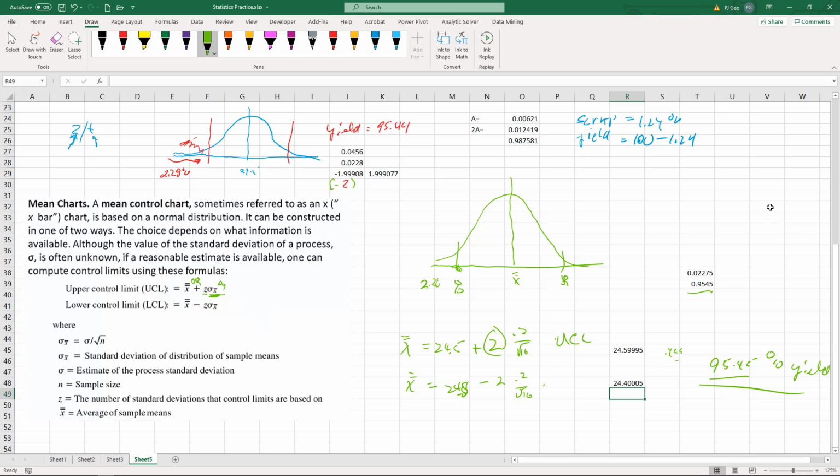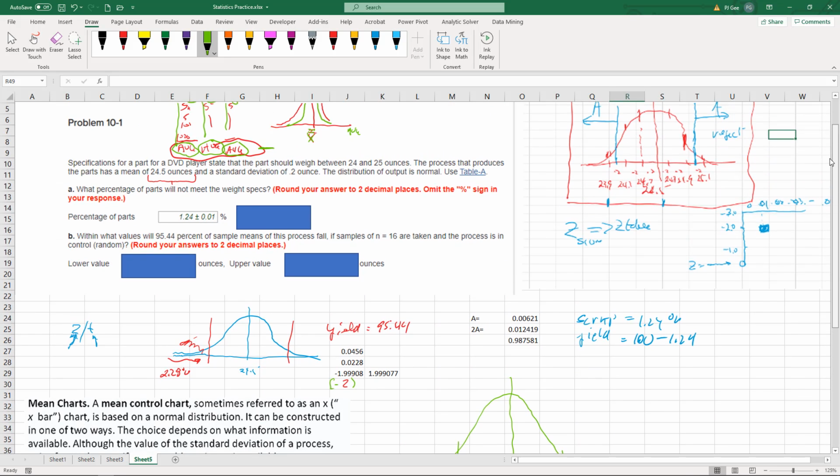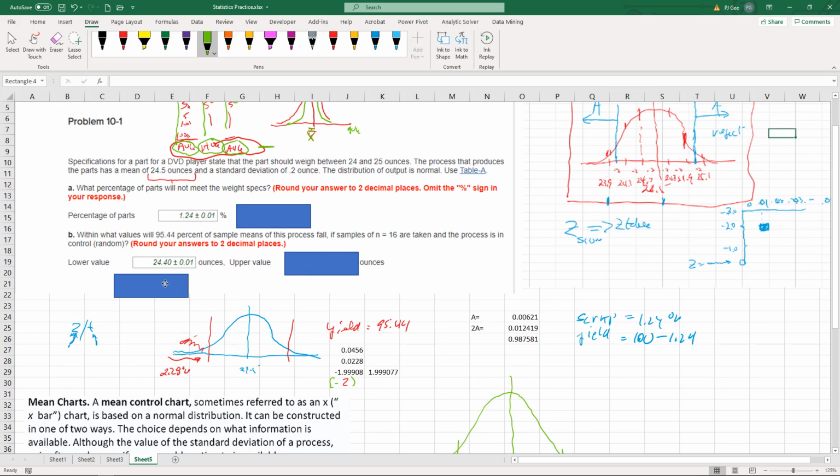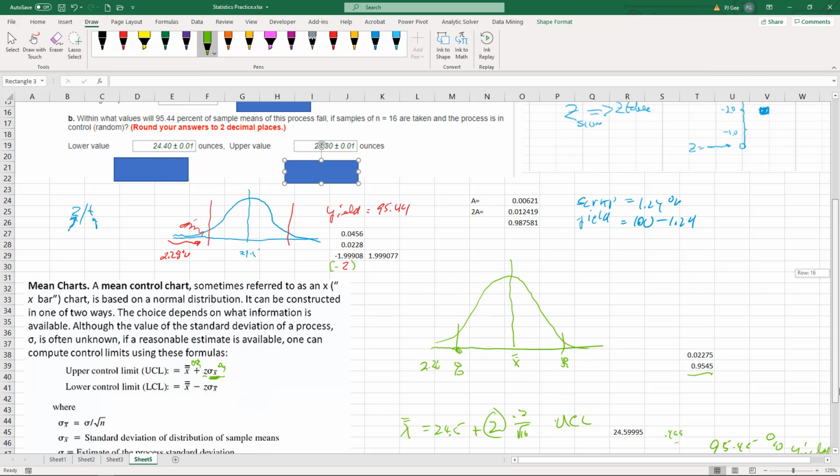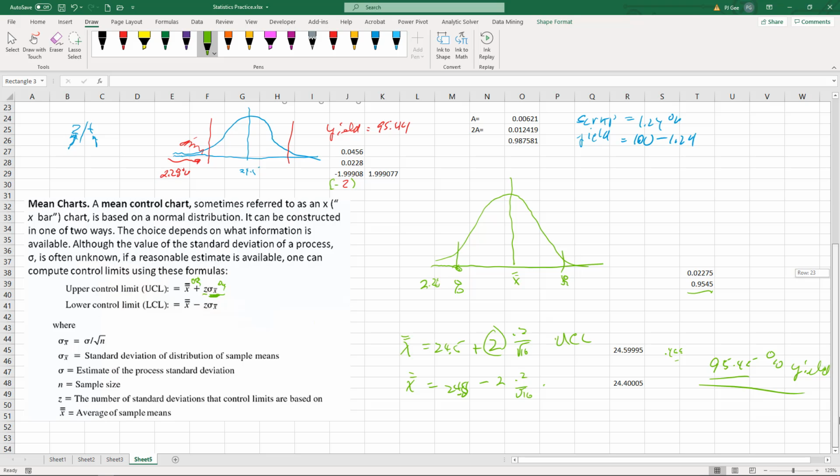Just double check on the answers there. We'll come back up here. We have the lower value is 24.4, the upper value is 24.6. So if you round it as they had asked, the problem asked you for 2 digits, you would get the right number. If you just round that, you'd get 24.6 and 24.40. You get the right answer.